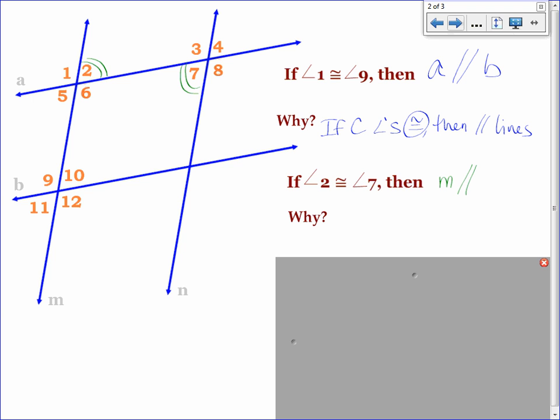What reason? If alternate interior angles are congruent, thank you, then parallel lines. Okay, let's try the last one.